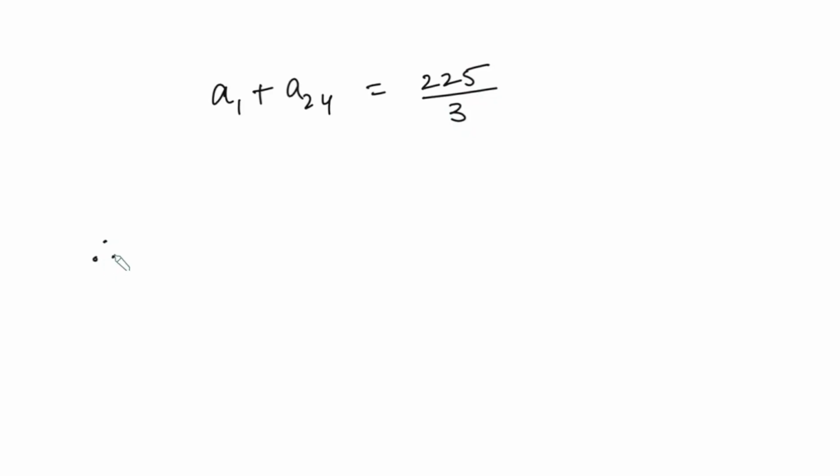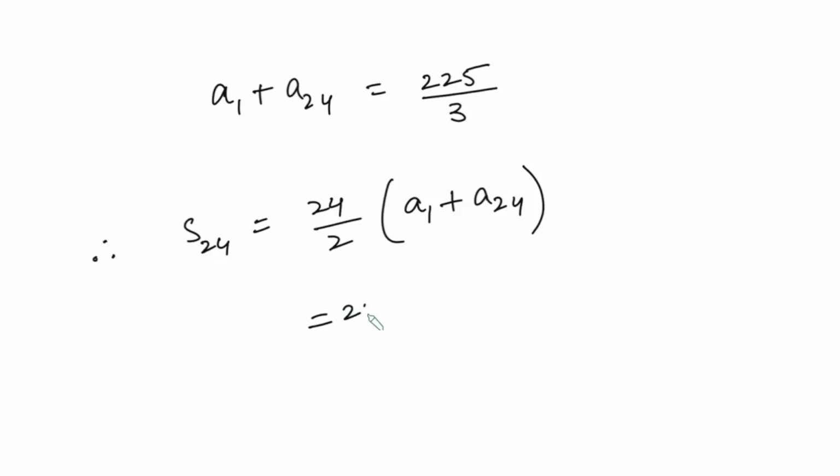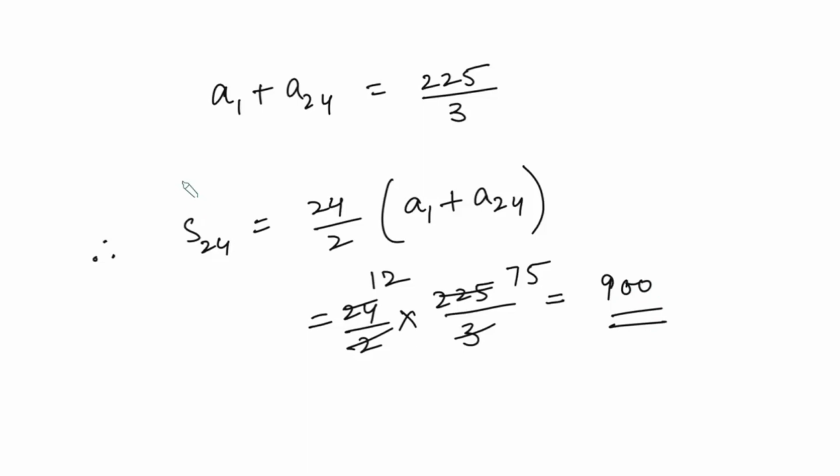And how do we find the sum of 24 terms? That is 24 over 2, first term plus the last term. So that's 24 over 2 times 225 over 3. Simplifying this, we get 75 times 12, which is 900. So the sum of 24 terms of this AP is 900.